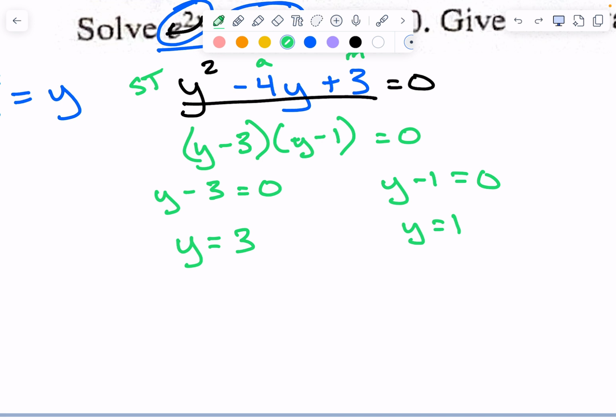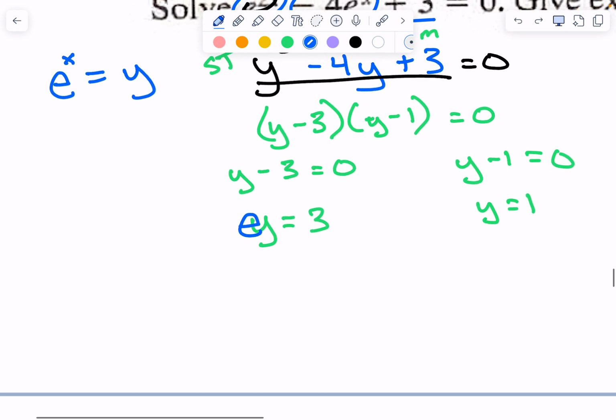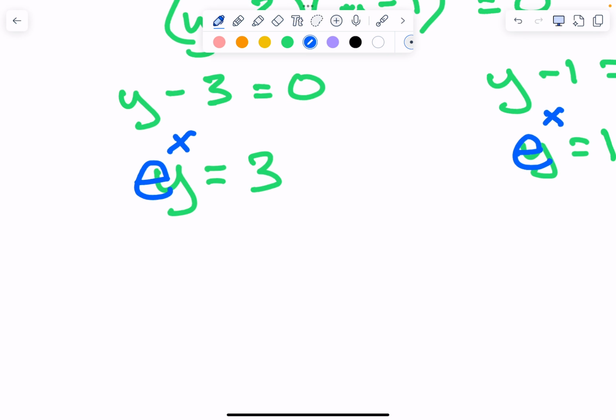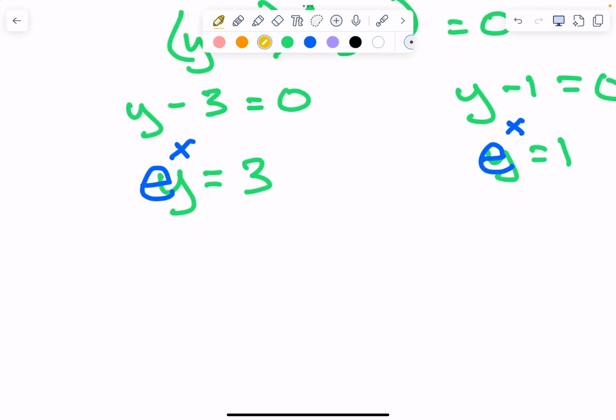But y is not y. Y is e to the x power. So if I'm trying to solve this guy over here, how do I get x down out of there? Let's ln both sides. So ln and e are going to cancel on ln of 3. So x is equal to ln of 3, which is 1.0986.